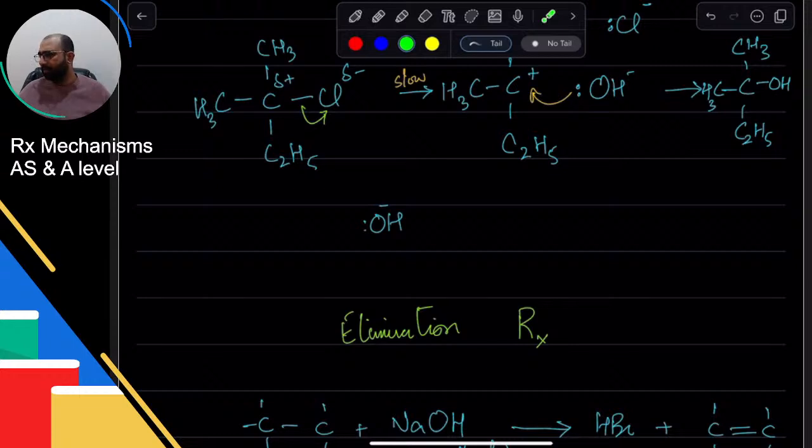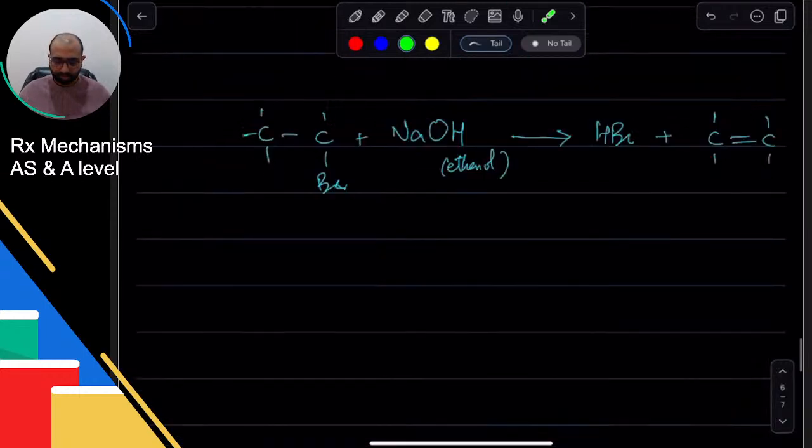Alkyl halide with ammonia. Same thing. Alkyl halide with ammonia, what will happen? We will have an amine created. Okay, so that's also pretty straightforward. Nothing in particular over there. I'm not going through all the reactions right now, I'm just going through the reaction. You should know their mechanisms. Okay, we have seen this one.